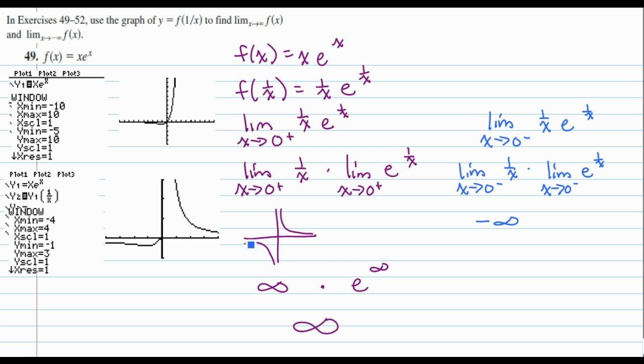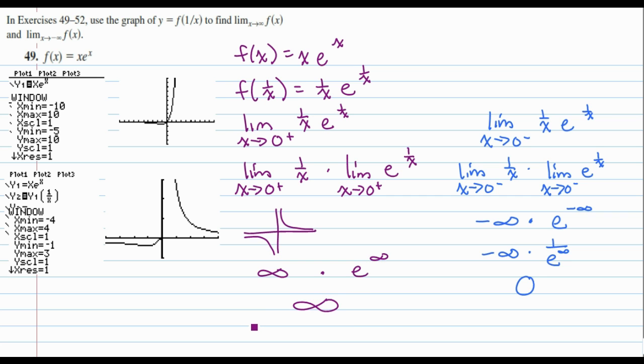Of 1 over x, as we approach 0 from the left, we go down to negative infinity for the y values. Then e to the 1 over x, as we get really close to 0 from the left, we'll have e to the negative infinity, and e to the negative infinity would be 1 over e to the infinity, so 1 over something really large, which would then be 0. 0 trumps infinity. 0 times anything is 0, even infinity.